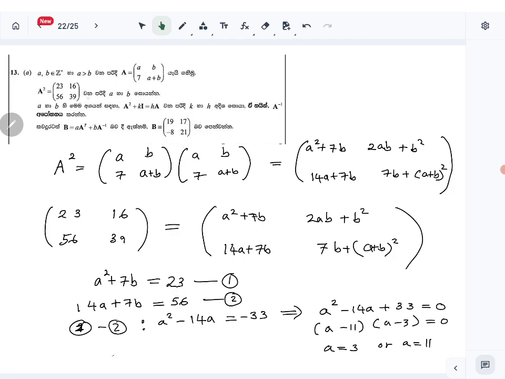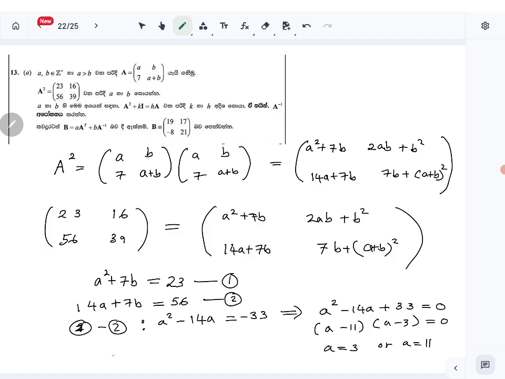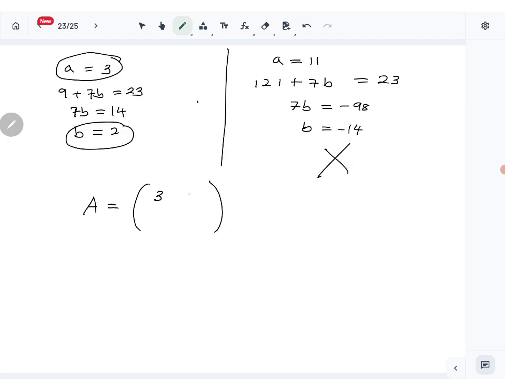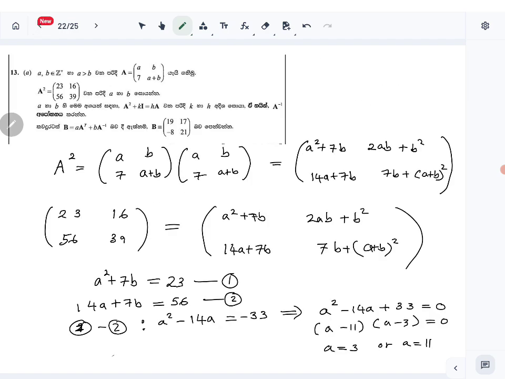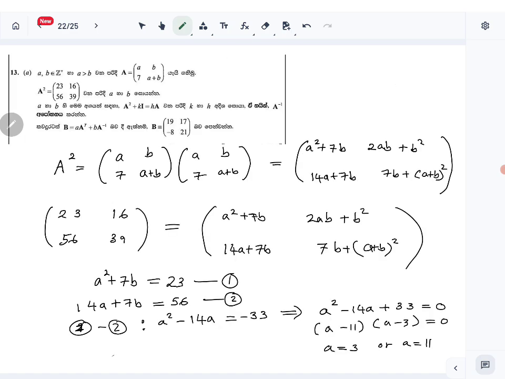Right. What is given to us? A, B are positive integers. So this can't be an answer. So this set is not an answer. Answer is A equals 3 and B equals 2. So that's the answer for the first part. So then we'll write down that matrix. So now the matrix has what form? A is 3, B is 2. So 3, 2, 7 and A plus B, 7 and 5. Right. So that is A. Right. So first part is done.